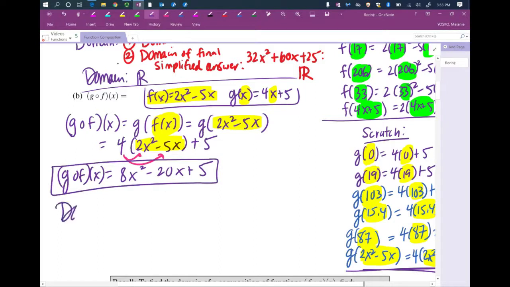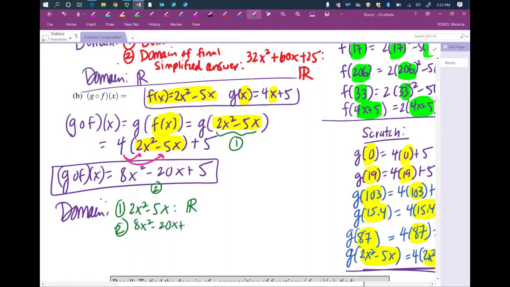And then to find the domain, we check two places. We check the inside of the composition, 2x squared minus 5x, we see that has domain all real numbers. There are no fractions, there are no even roots, so we're not throwing anything away. And then we check the final simplified answer, 8x squared minus 20x plus 5. Again, that has no domain restrictions. So we say that g composed with f of x has domain all real numbers.